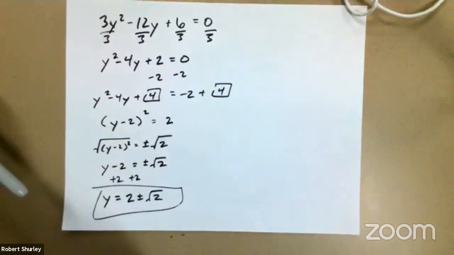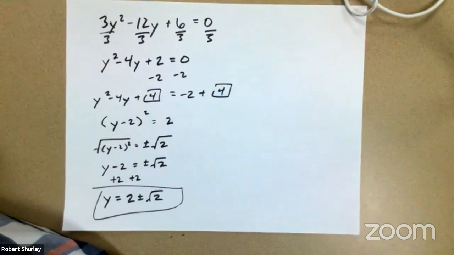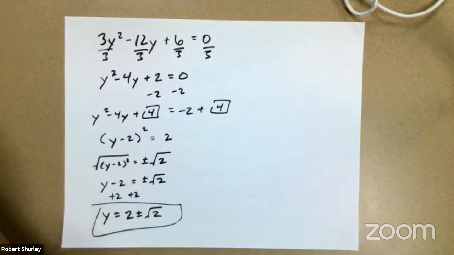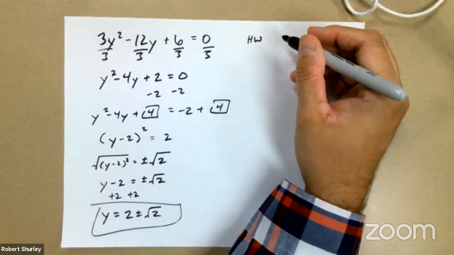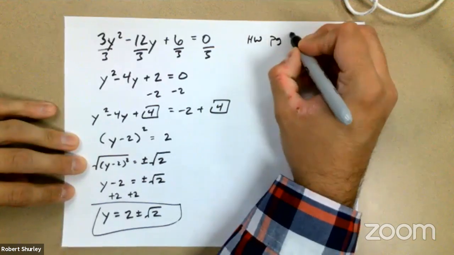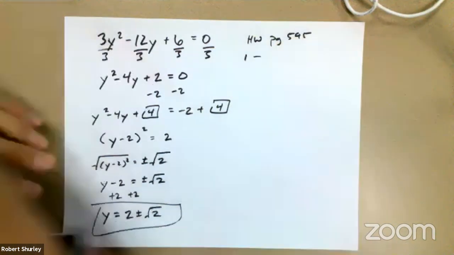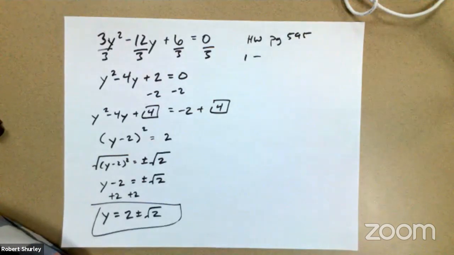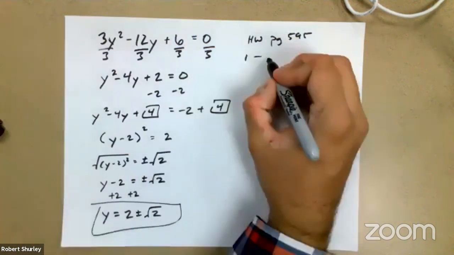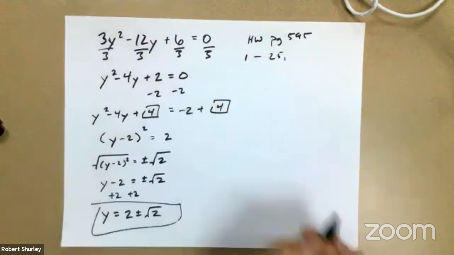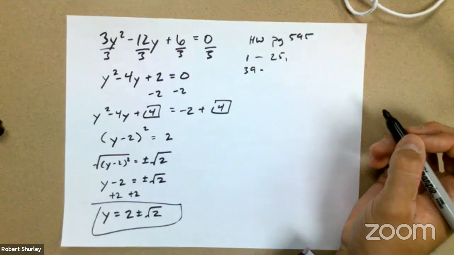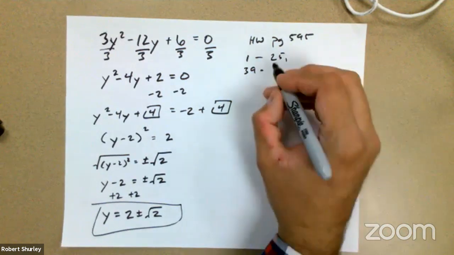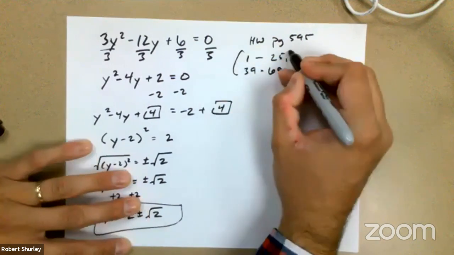Questions? We got done a little earlier than I thought. So for homework, this starts on page 595. 1 through 25, I'm just going to assign the odds. And then 39 through 69, but these are just odd. So all these odd.